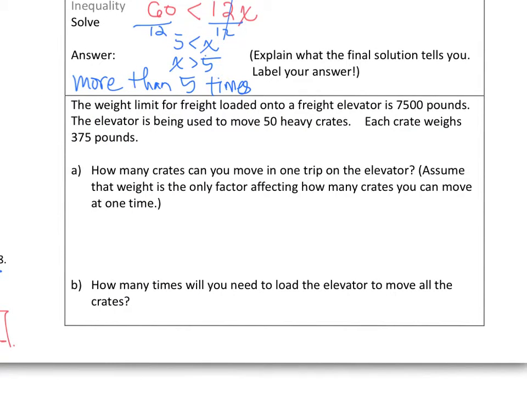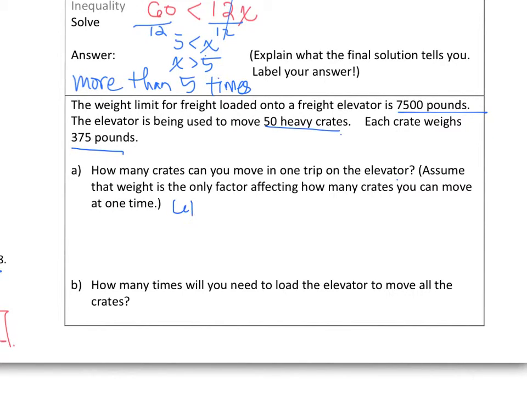The second word problem. The weight limit for freight loaded onto a freight elevator is 7,500 pounds. The elevator is being used to move 50 heavy crates. Each crate weighs 375 pounds. Part A. How many crates can you move in one trip on the elevator? Assume that the weight is the only factor affecting how many crates you can move at one time.